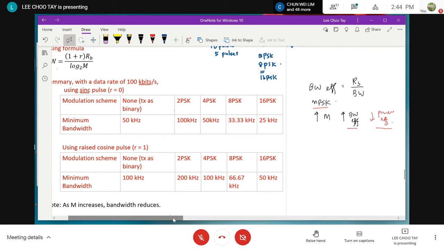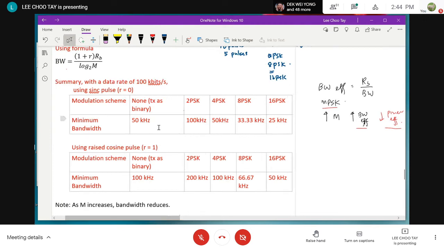And if you were to modulate the carrier using raised cosine pulses where R is equal to 1, the raised cosine pulses actually require twice the bandwidth of the original sinc pulses. So therefore, when you perform the modulation, the 2PSK now requires 200 kilohertz instead of 100 kilohertz. And then for 4PSK, again double. But as you can see, the same trend follows: as you increase your M, you need less bandwidth.